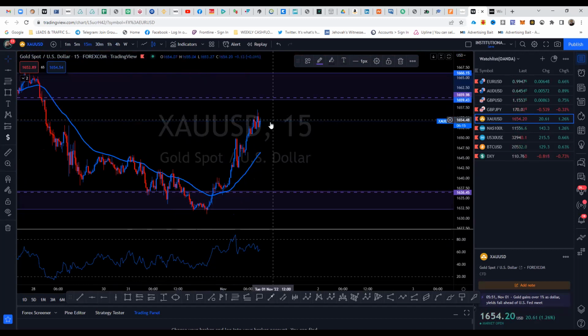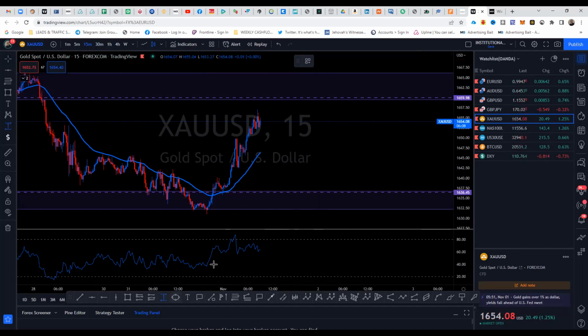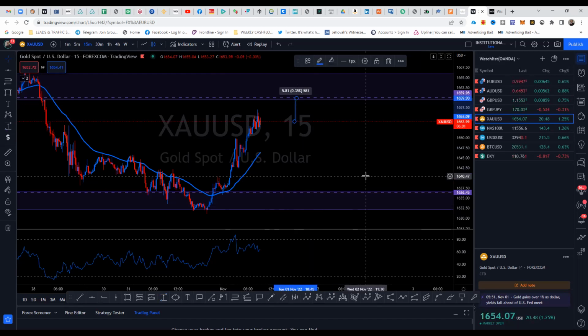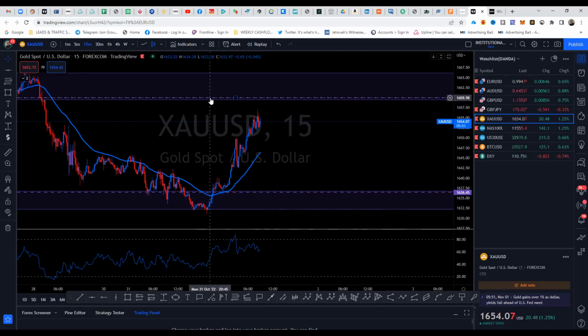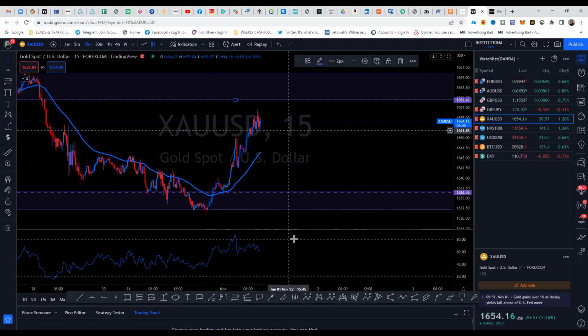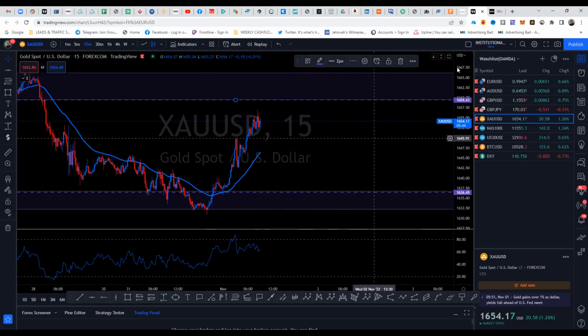My guess is that price could come up to this area, do a swing high, and then go down. That's what I'm thinking. Price could do a swing high, come up to this area, and then sell. That's what I'm thinking.